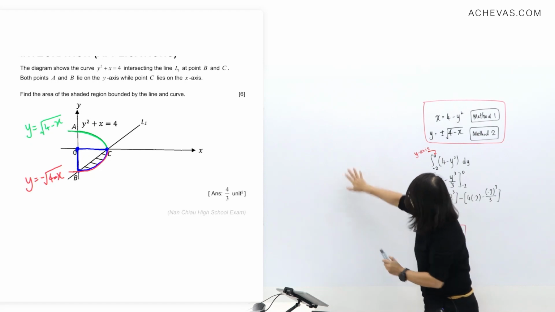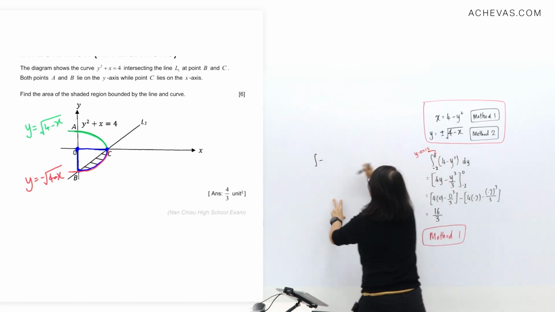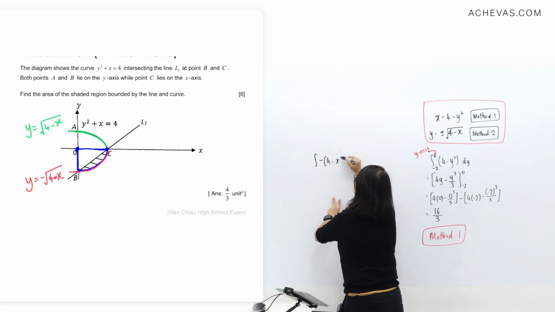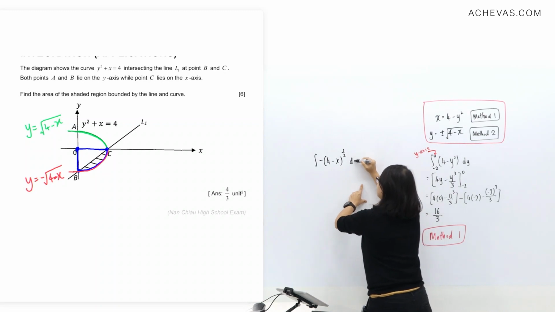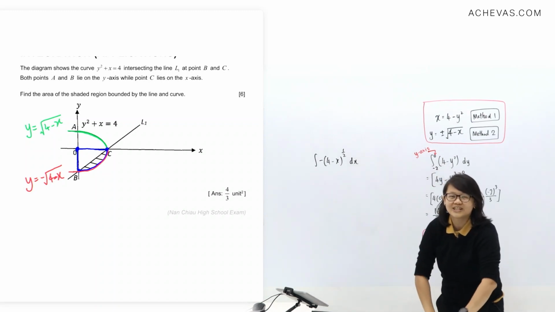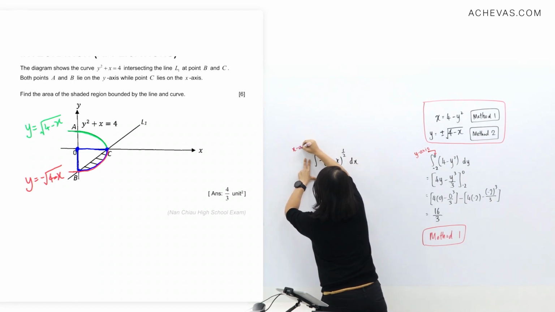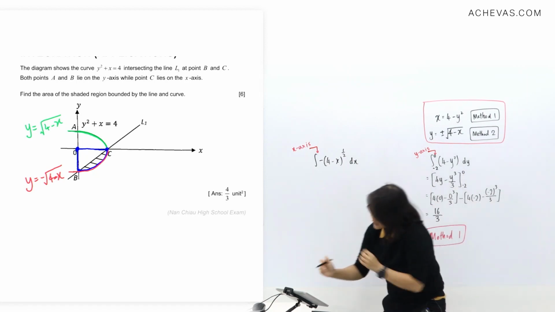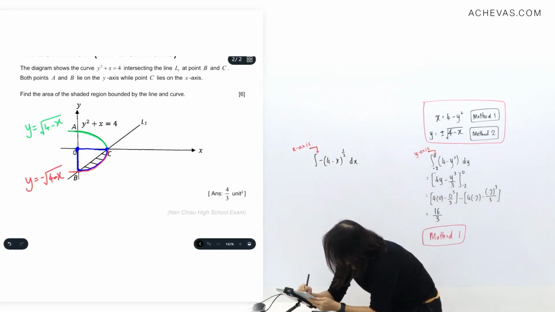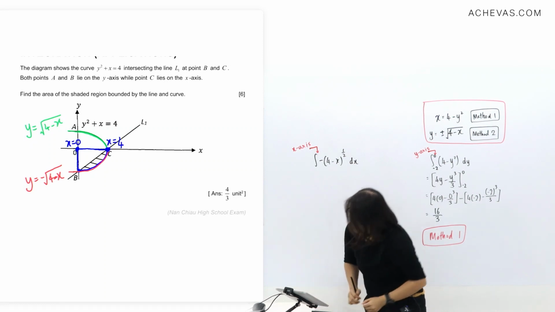So let me just write this one here. Now I'm going to integrate the negative version. I'm going to change the square root to power half. What you see is that this is in terms of x, so I'll write dx here. And for the limits, you're going to look at the x-axis. Where are you going to integrate? You are going to integrate from the starting x value 0 up to the point C, where the x value is 4.